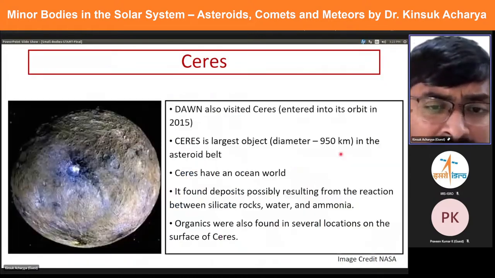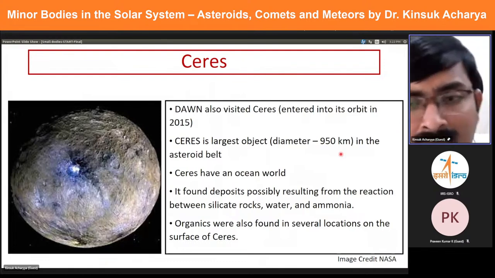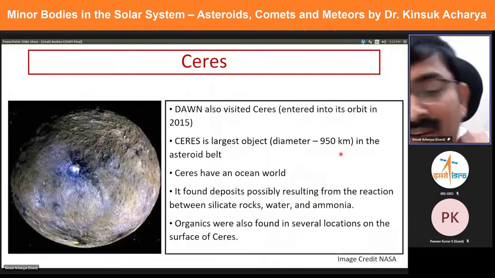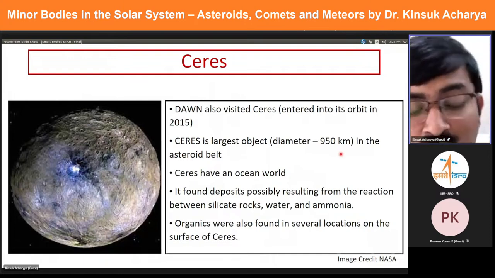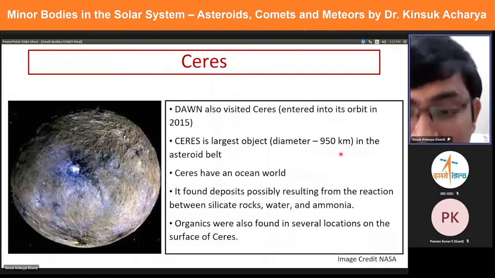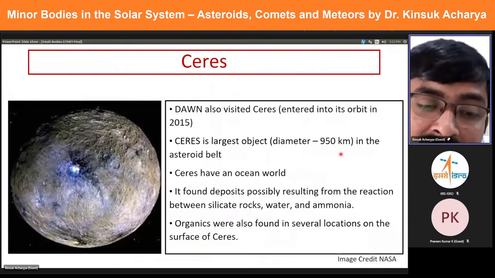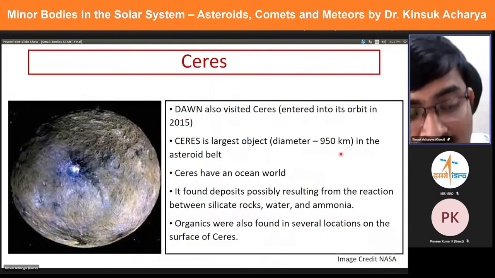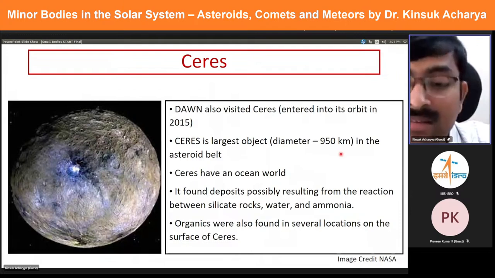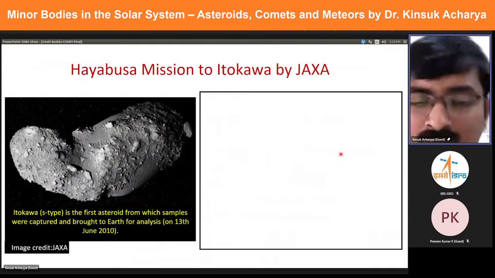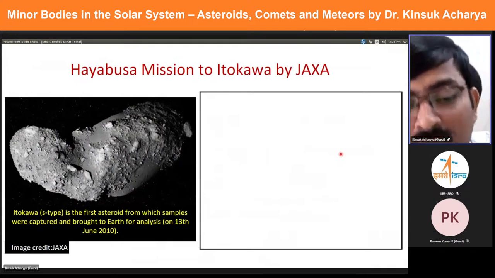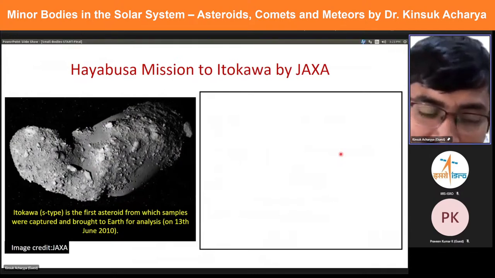So the next object studied is Ceres. NASA Dawn studied Ceres, which is once again an ocean world. So you can see there is large diversity in the asteroid class. So you can see smaller ones, and these are the bigger ones. And then I will talk about two more such missions which brought back samples to the Earth to study.